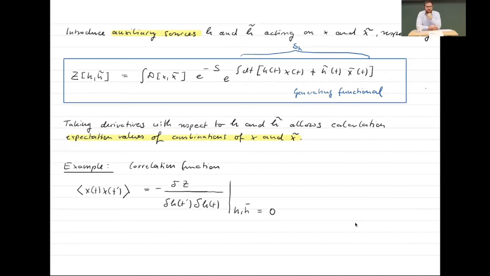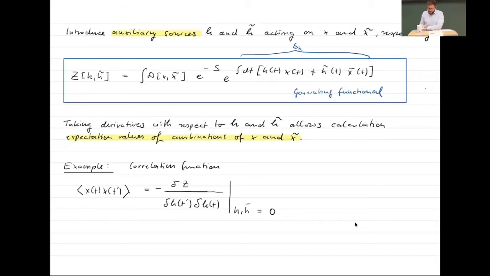And one of the things that we can do is we can define a so-called generating functional. That's maybe something that you already know from other field theories. So what you do is you add some auxiliary fields, external fields, H and H tilde. And these fields couple to X and X tilde, the auxiliary fields respectively. And this is then the generating functional. And of course, we know that these fields don't really exist. We just added them.